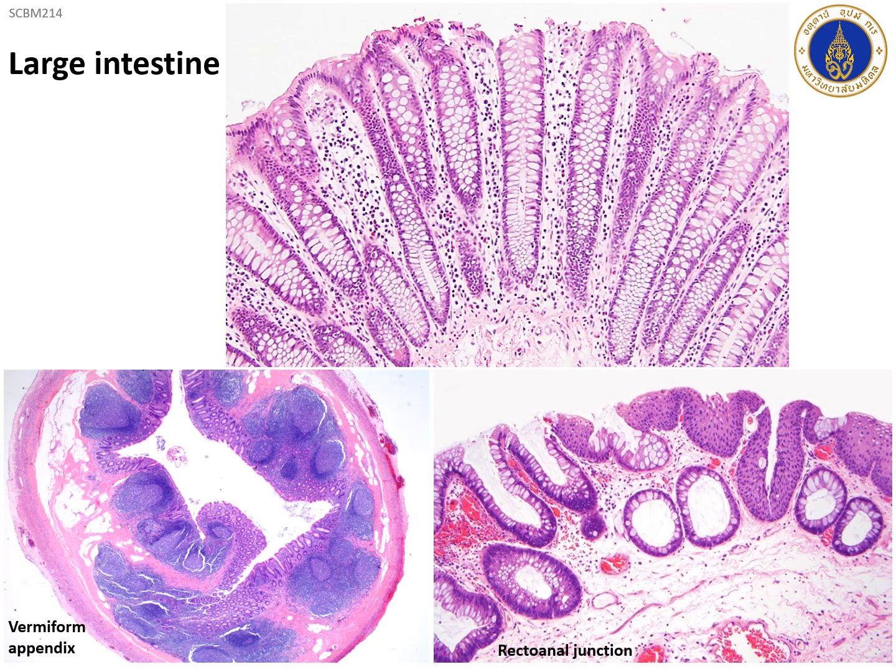Vermiform appendix connects with the cecum. It has the same feature as other parts of the colon. There are multiple lymphatic follicles appearing in lamina propria and submucosa. Rectoanal junction is in the anal canal, demonstrating a transition of epithelium from simple columnar of the rectal glands to stratified squamous epithelium of the anus.